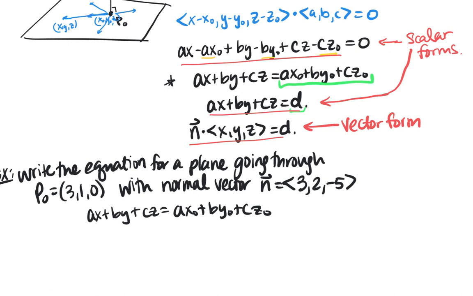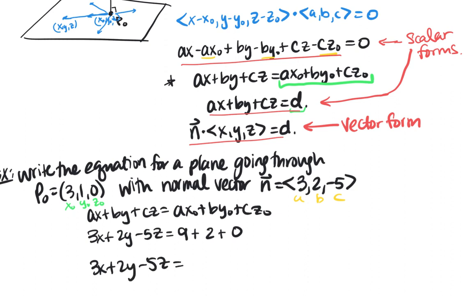So this is my A, B, C, and this is my x naught, y naught, z naught. So I can just plug those all in. So I'll have 3x plus 2y minus 5z equals, and then I'll have 3 times 3 is going to be 9, plus 2 times 1 is 2, plus negative 5 times 0 is 0. So I'll get 3x plus 2y minus 5z equals 11. So that's the equation of that plane.